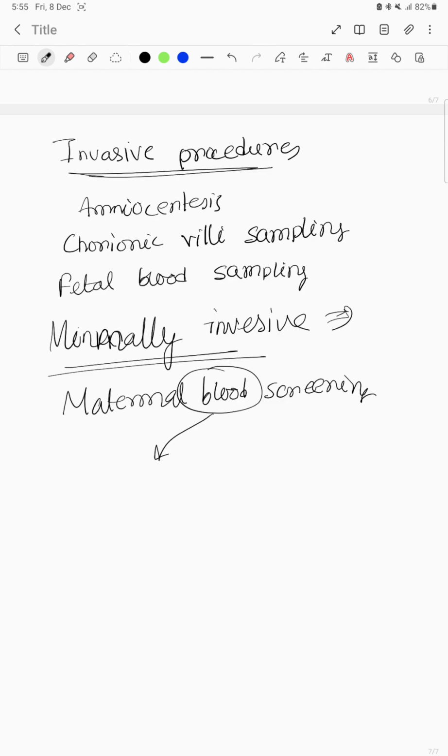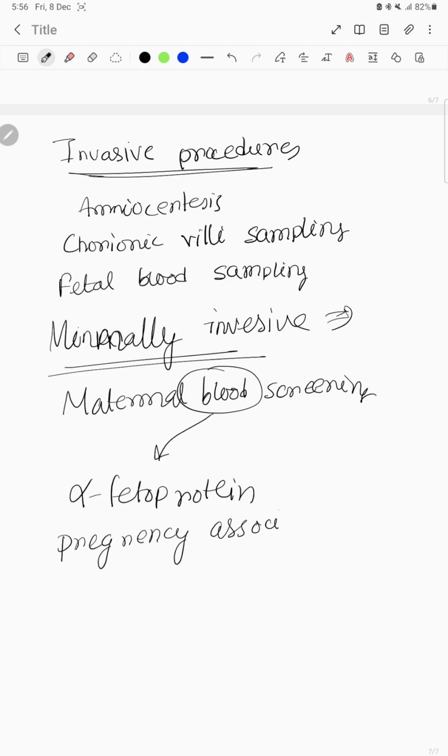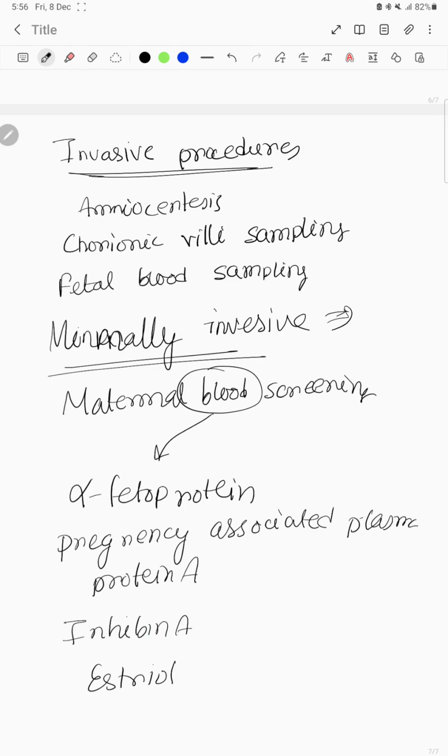Another thing that we can check is alpha fetoprotein. Also pregnancy-associated plasma protein A. Also you can check inhibin A, estriol and many other things.